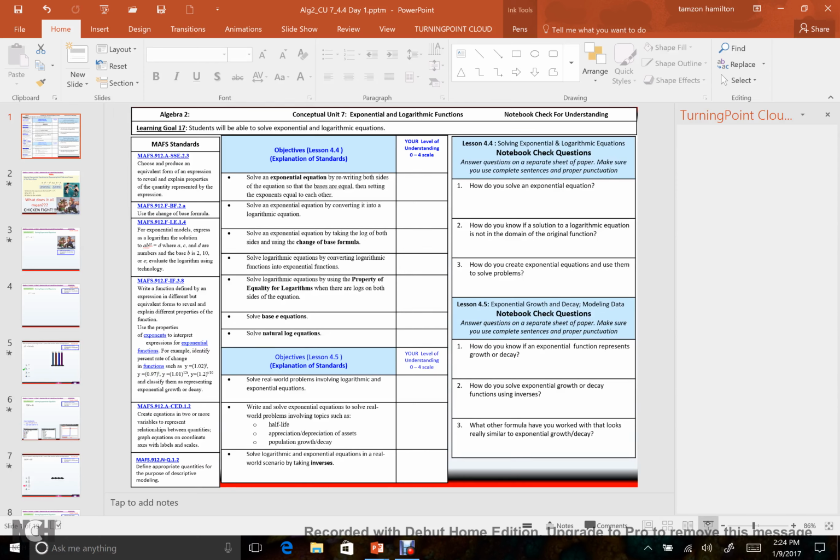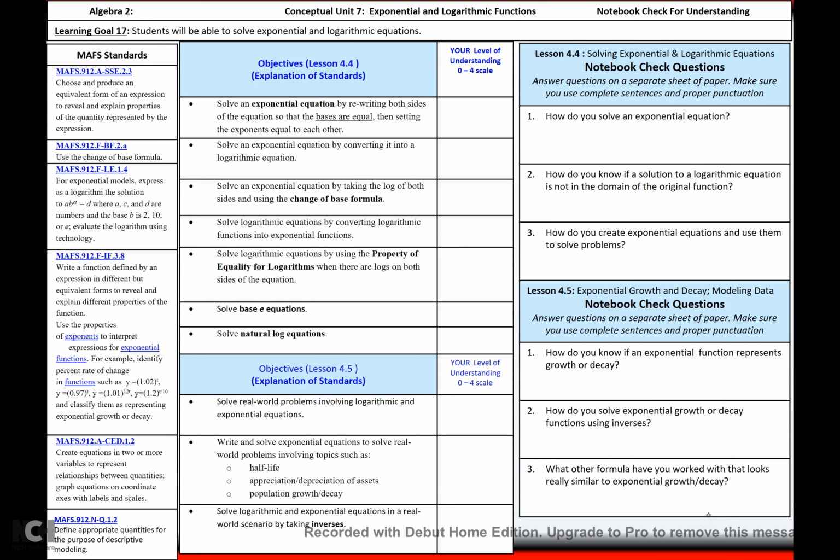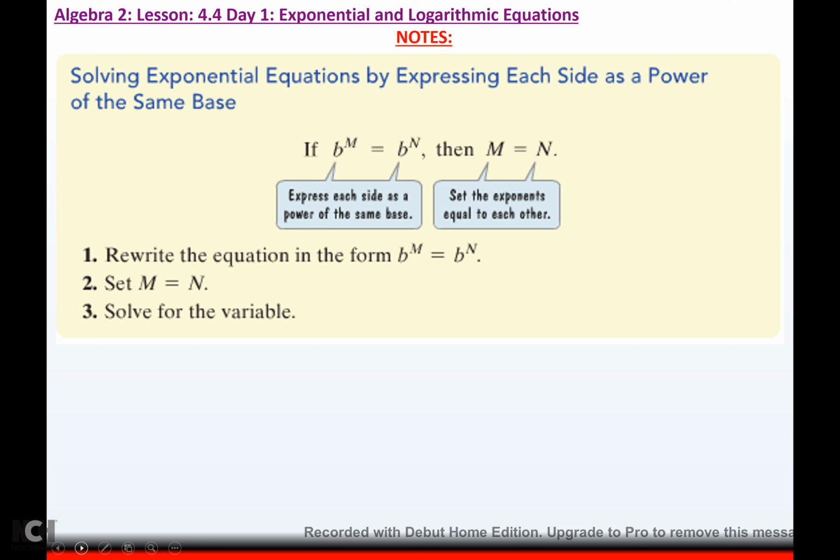Alright, so we are going to solve some logarithmic functions today, or exponential functions. One way to solve exponential equations is to make the bases on each side match. If you can make the bases match, then you can write an equation that says the exponents have to be equivalent. Otherwise, this wouldn't be true. So you rewrite the equation, make the bases match, and then write your equation m equals n, solve for the variable.